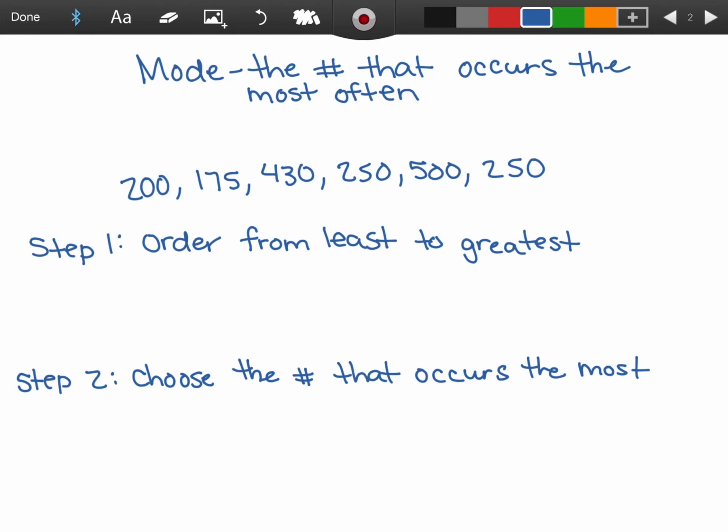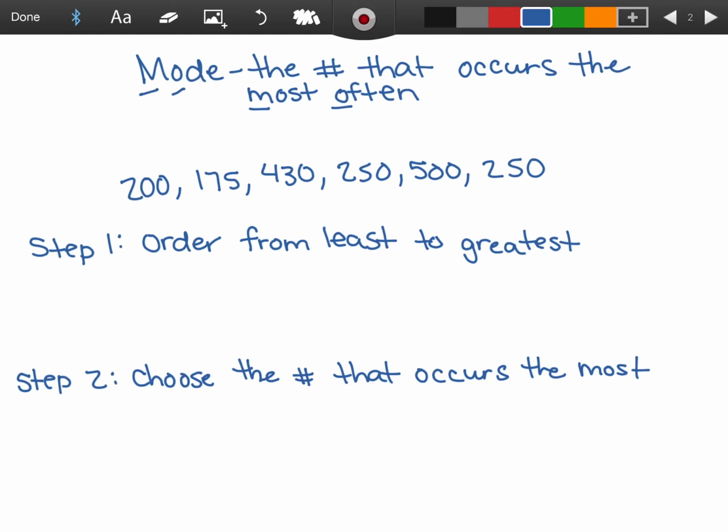Right, like I said, mode is the number that occurs the most often, and the way you can remember that is MO in mode means most often. And what that means is it's just a number that keeps occurring throughout the data set. So your first step is you're going to order your data from least to greatest.